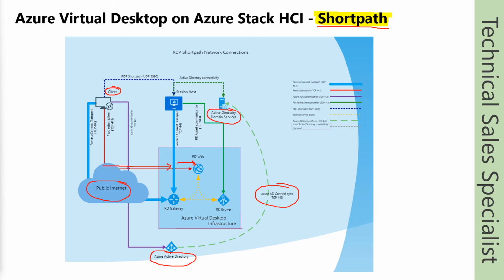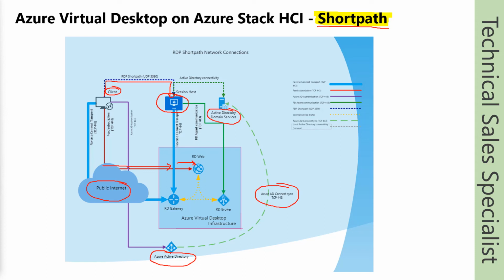And RD Shortpath says, oh, dear client, we have a session host where you have a more efficient path to, because the session host is in your local environment where you are located. How is this recognized? There's a group policy setting object where we specify this Shortpath configuration, and the client needs a direct connectivity to the session host provided as a VM on Azure Stack HCI.